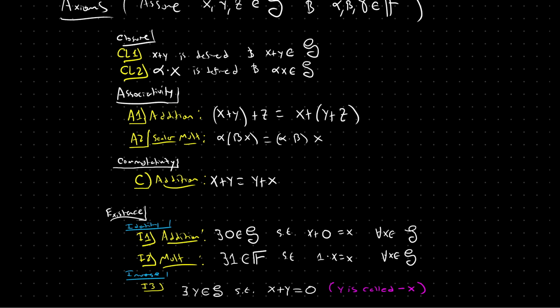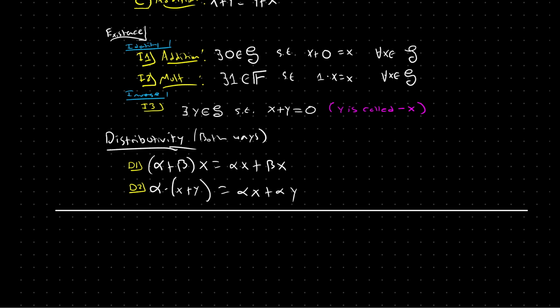And finally, we need the existence of an inverse vector for any input vector x. And what I mean by inverse here is an additive inverse. So there should exist a y in S such that x plus y equals 0, where y is called negative x. You put a negative sign next to x. This is just saying that for any vector x, you can find a vector negative x, such that when you add the two together, you recapture the additive identity.